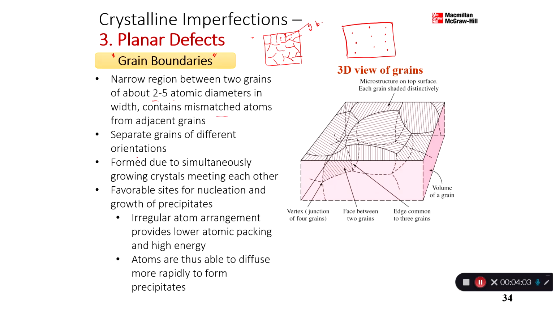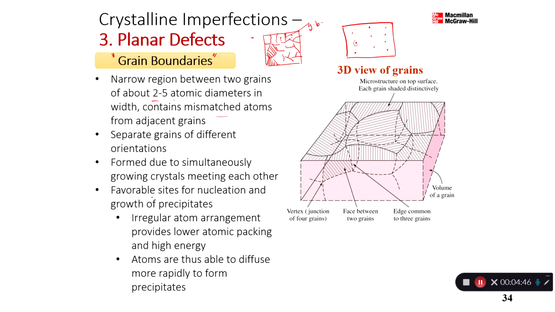So what it does physically is it separates grains that have different orientations. This nucleus will grow into a crystal of this orientation, and then this one will be a different orientation, etc. So the boundaries separate the grains of different orientations. You can see that in this diagram. Of course we know that the grain boundaries are formed because the crystals are simultaneously growing at the same time. We learned this from the solidification topic.